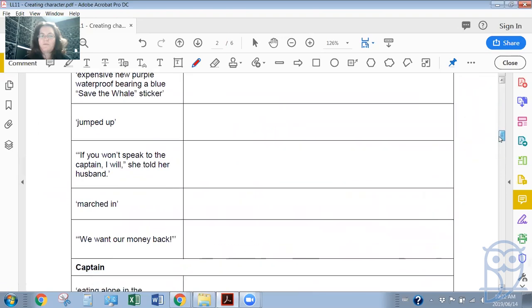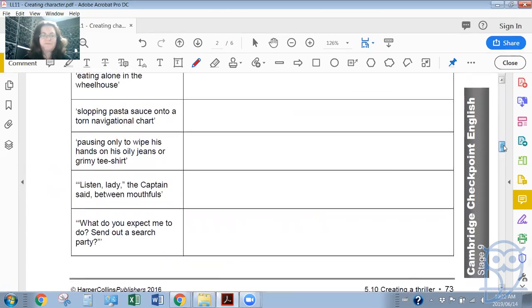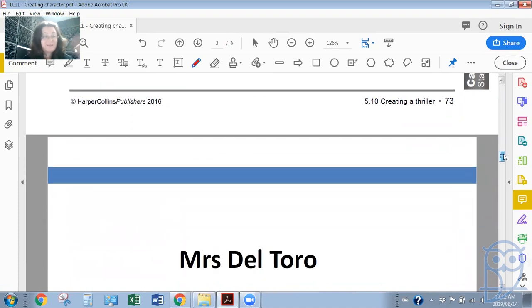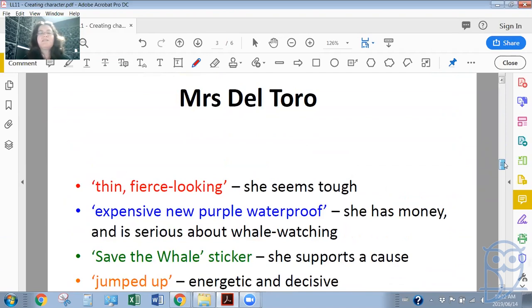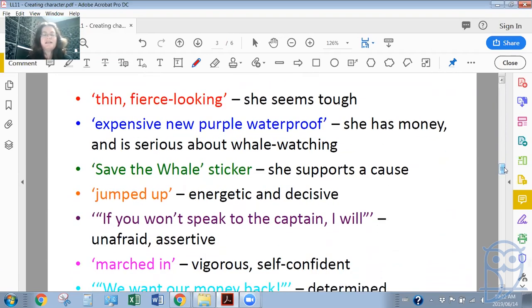So don't worry, we've looked at all of these. She's demanding, etc. Eating alone in the wheelhouse. He's not even eating with other people, this captain, by the way, which suggests that he's quite a solitary figure, doesn't it? And we looked at all the other stuff. And then the teacher's resources also provides a breakdown of these ideas, just to clarify. Although we probably answered all of these, but let's look at them just in case it's something different that they've said. So for Mrs. Del Toro, she's thin and fierce looking, which means she seems tough.